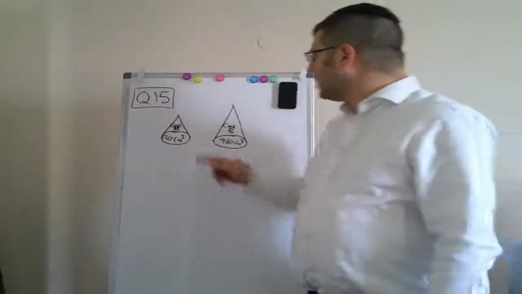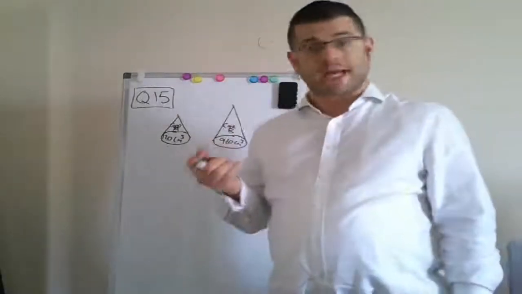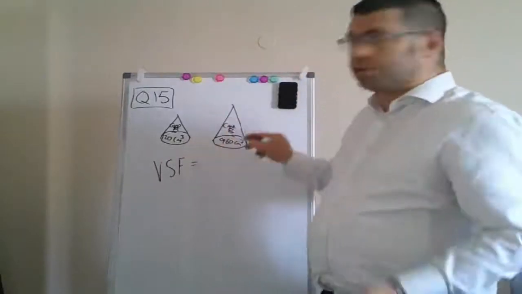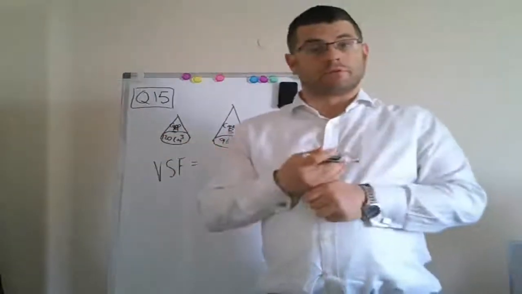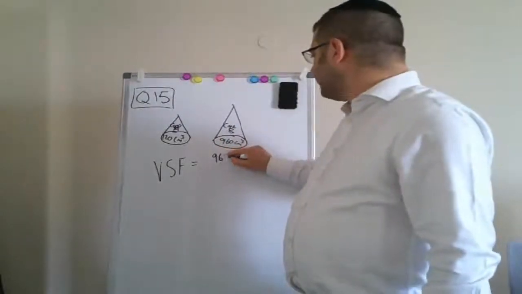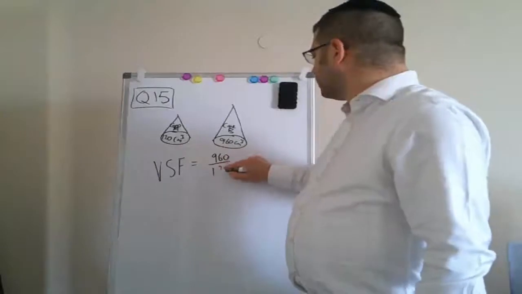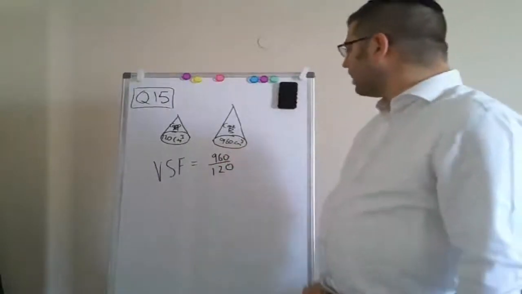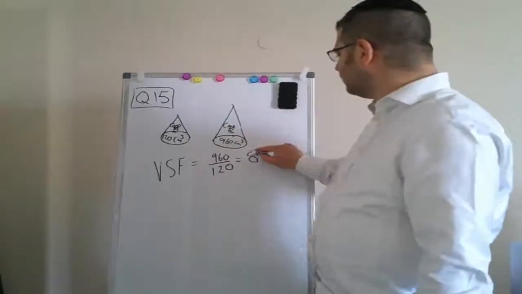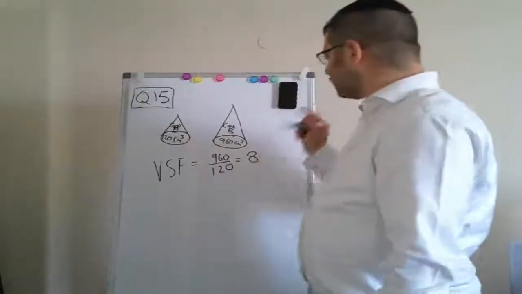In 15, we are given the volume of both shapes. So it makes sense to work out the volume scale factor first, since the volume is what we have in both shapes. We don't have any other information. So that's the only scale factor we can work out. So let's do 960 divided by 120, which is exactly 8. So that's the volume scale factor.